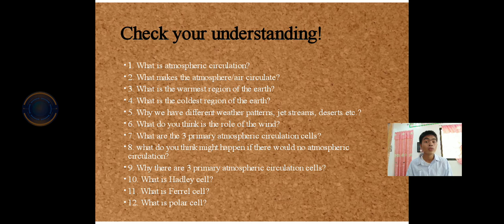Why do we have different weather patterns, jet streams, deserts, etc.? And what do you think is the role of the wind? What are the three primary atmospheric circulation cells? What do you think might happen if there would be no atmospheric circulation? Why are there three primary atmospheric circulation cells?